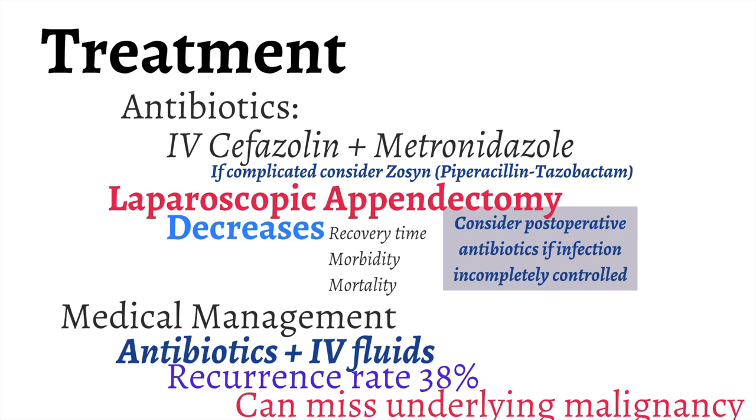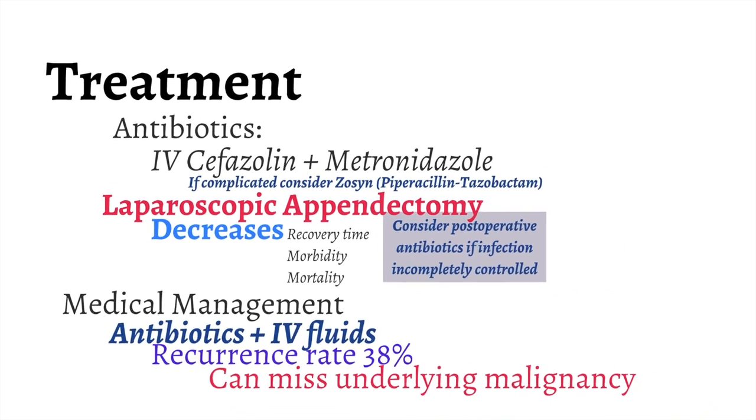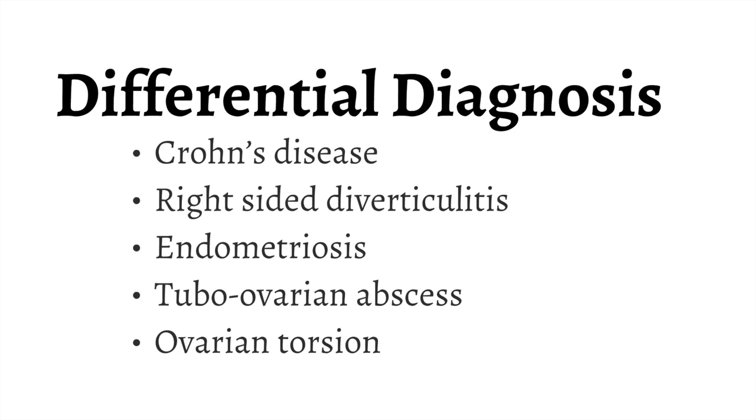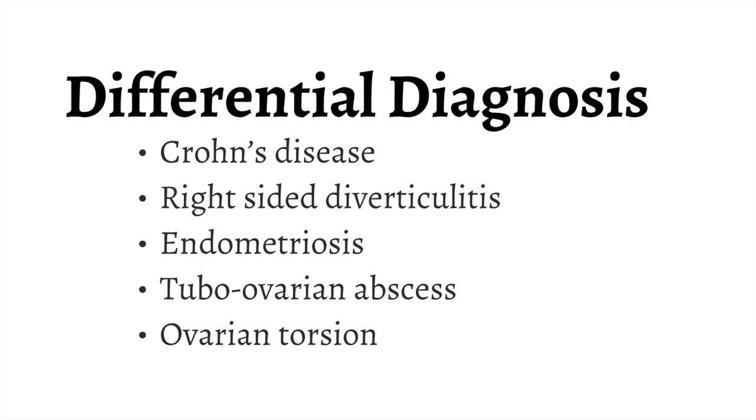The last point I would like to make is to keep an open mind about what is causing symptoms that may mimic appendicitis. Other diagnoses that should be entertained include Crohn's disease, right-sided diverticulitis, endometriosis, tubo-ovarian abscess, and ovarian torsion, to name a few. It's always important to keep a broad differential in mind and use the history, physical, labs, and imaging to come to a reasonable diagnosis. Well, that was a brief review of appendicitis.